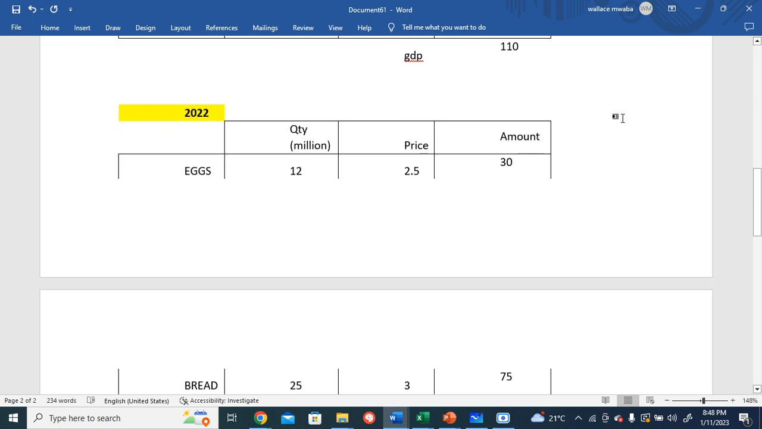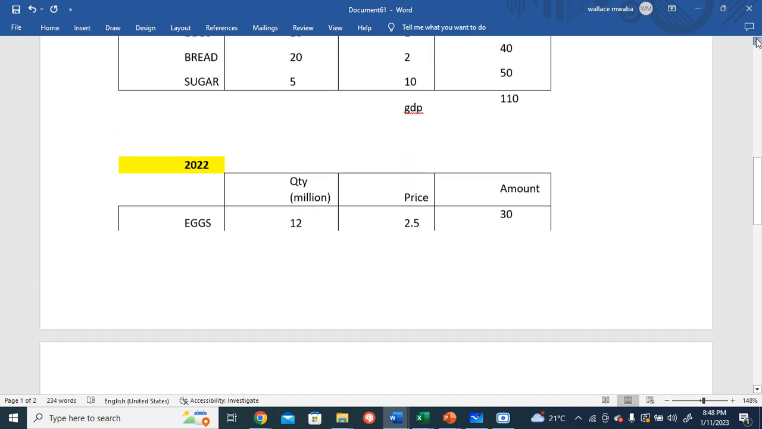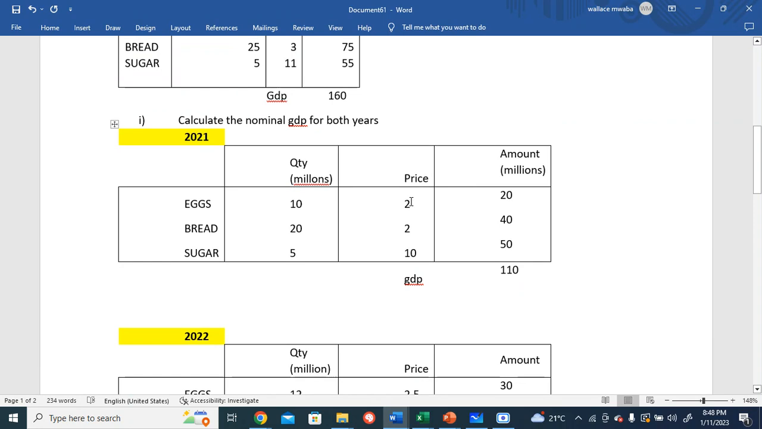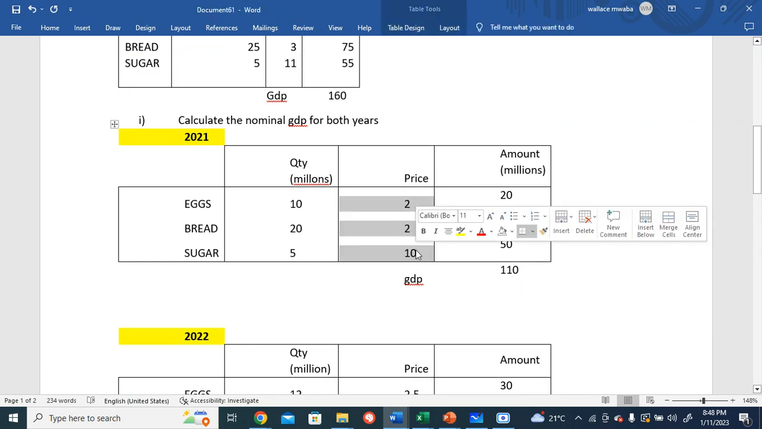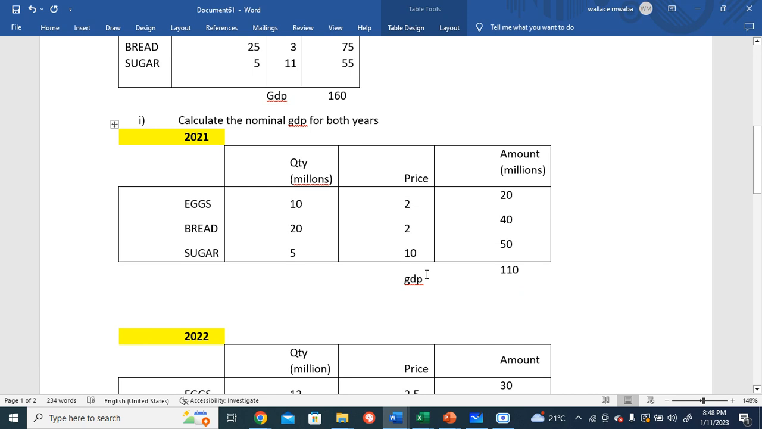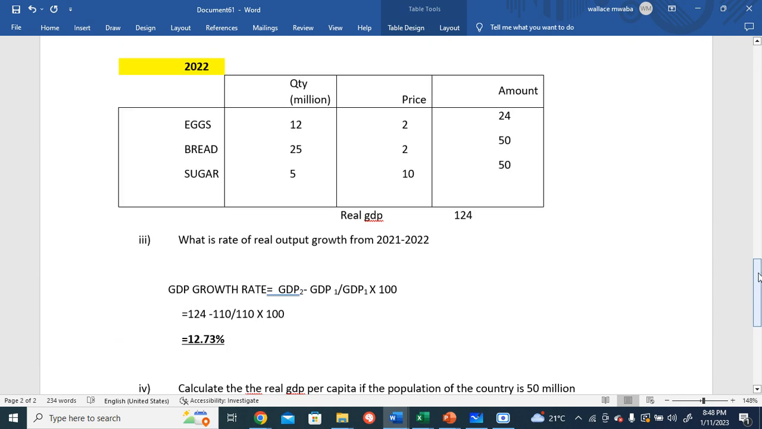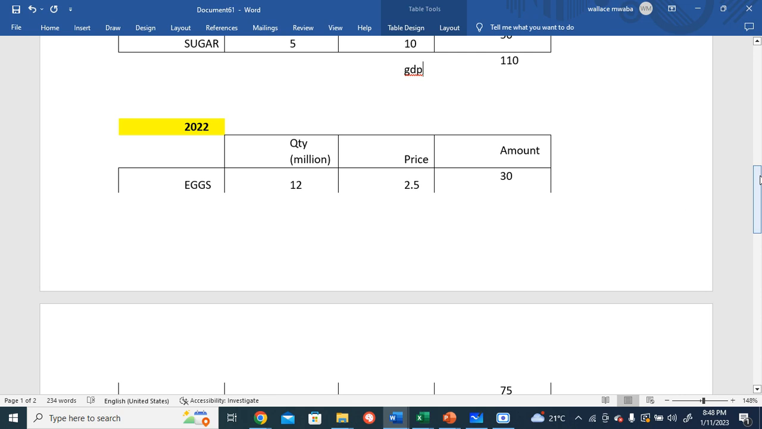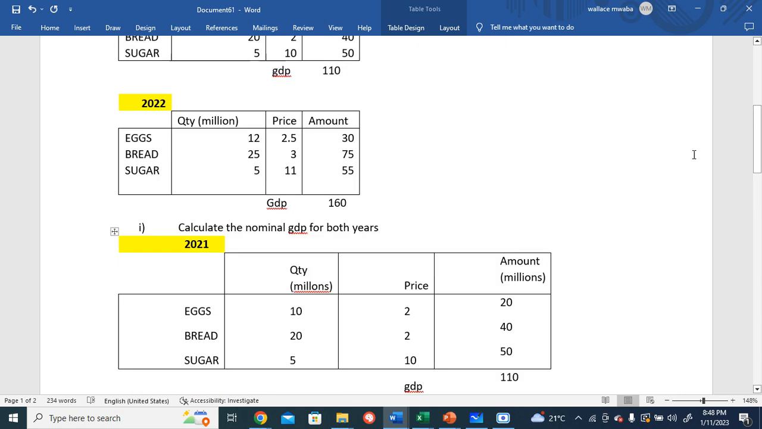So as I said, for the base year, the real and nominal GDP are going to be the same. Since 2021 is the base year, you use the base year's prices, so when you calculate the real GDP, it will be the same as the nominal GDP for the base year.